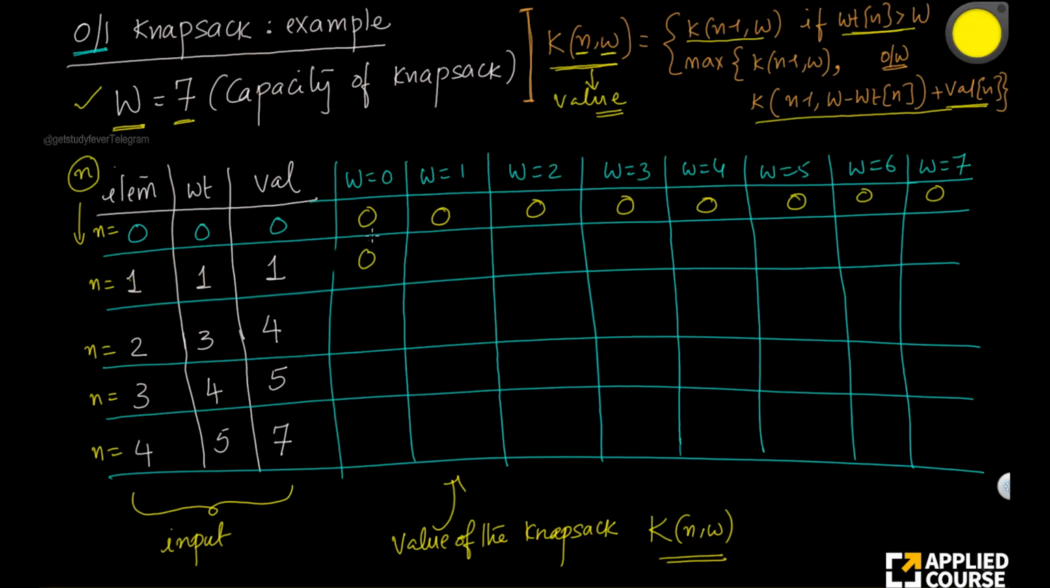Look at this. The way I am filling this table, similarly, you will get 0, 0, 0 here. The way I am filling this table is basically applying this recurrence relation step by step. Now, what do I have here?